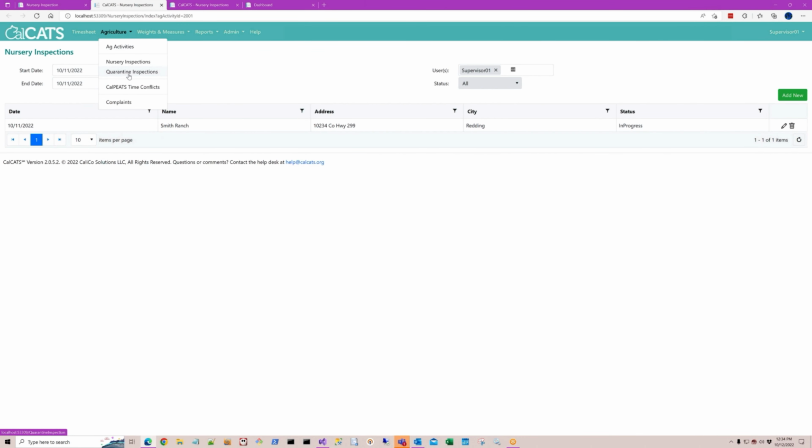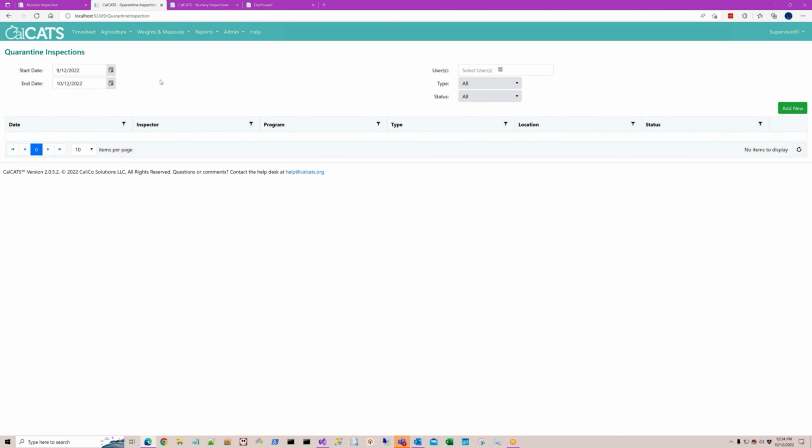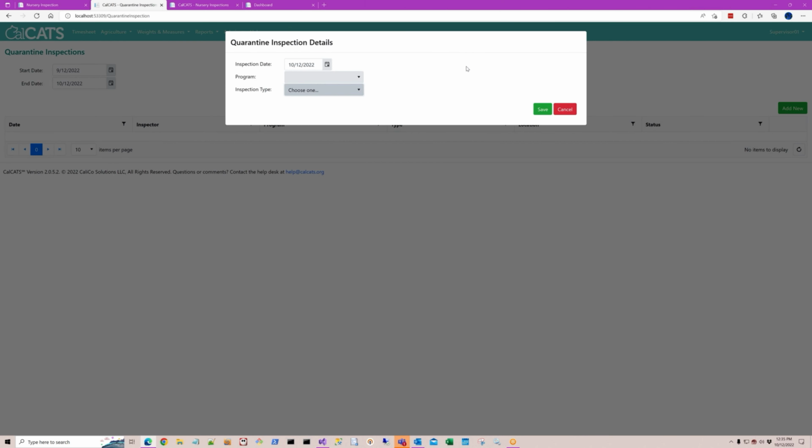Also under agriculture, we have a new section called quarantine inspections. And the idea here is very similar. Instead of just entering daily summaries of quarantine activities, you'll actually enter all of your quarantine inspections one by one, so you have a record of each of them. And with a quarantine inspection, the form is gonna adapt itself to the type of inspection it is.